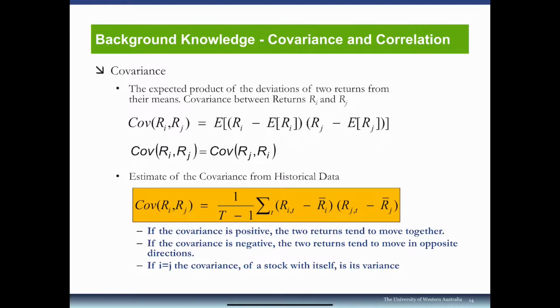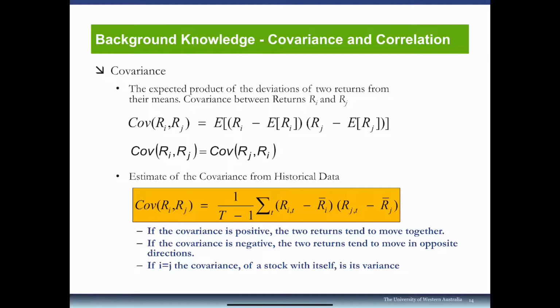Covariance is the expected product of the deviation of two returns from their means. So the covariance between returns Ri and Rj for two different stocks, I and J, is calculated in such a way. You see the first equation. It's important for you to know that the covariance of Ri and Rj is the same as the covariance of Rj and Ri. We can estimate covariance from historical data. The first equation applies if you know the distribution. But if you do not know the distribution, you can also estimate covariance using the historical realized data, according to this equation in the yellow box over here.